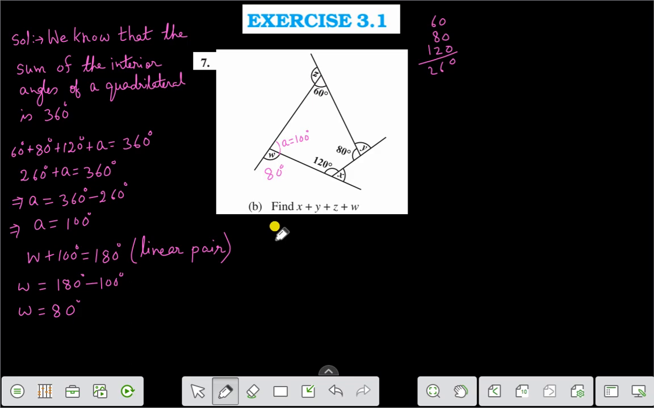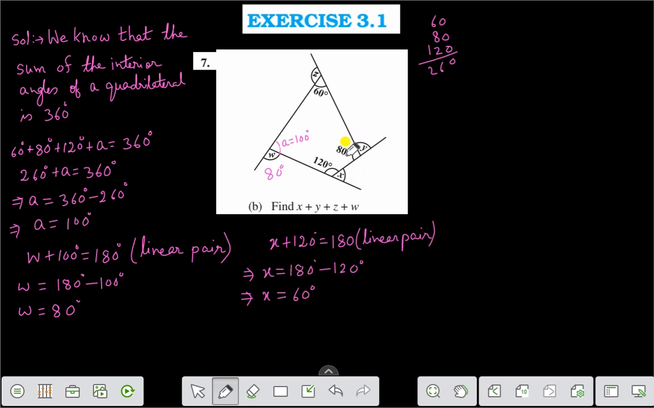We'll find this value. It is also a linear pair, that is x plus 120 degrees is equal to 180 degrees because this is also a linear pair. Therefore we are getting x is equal to 180 degrees minus 120 degrees. Therefore the value of x is equal to 60 degrees.